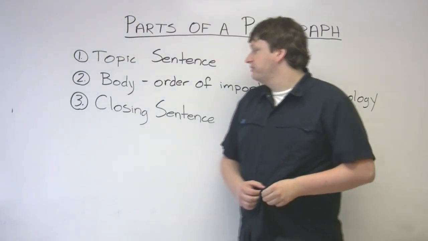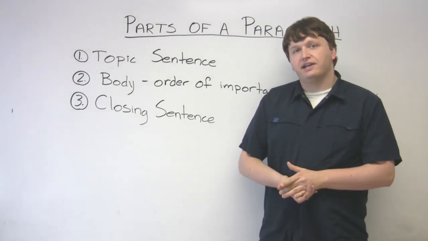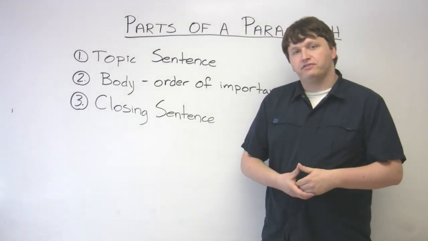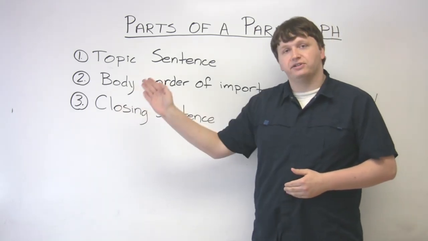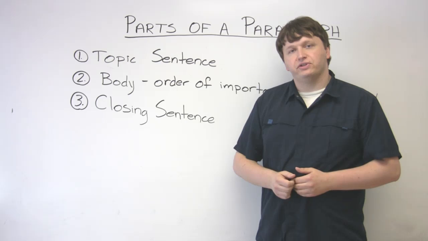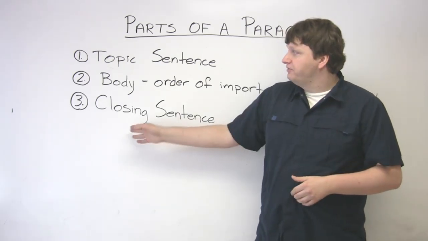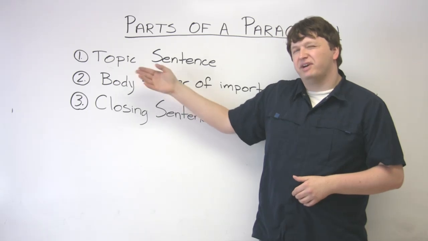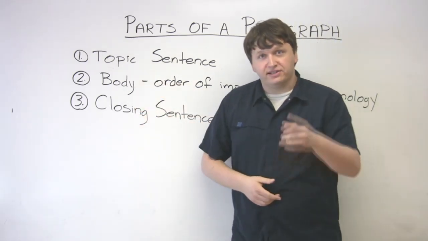Finally, we have the closing sentence. The closing sentence has two functions. First of all, you're reminding the audience what you're writing about, so you're restating your topic sentence, and you're also keeping them thinking, giving them a little extra. So you want to restate the topic sentence, but in a different way, and keep your audience thinking. Now let's look at an example.